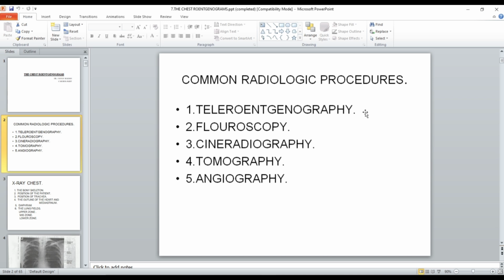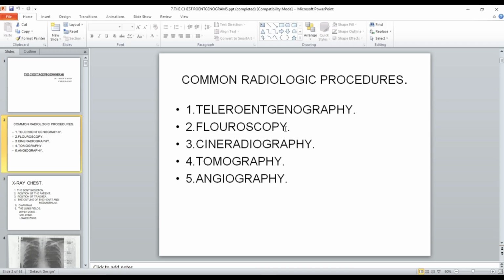In AP view, the rays come from the anterior and the X-ray film is placed at the back of the patient. In this film, the vertebrae and posterior part of the ribs are more clear. Second is tomography. In tomography, images are taken from different depths of the chest.